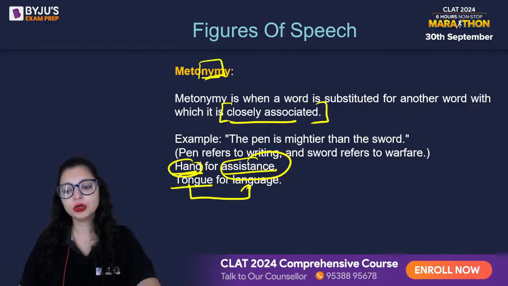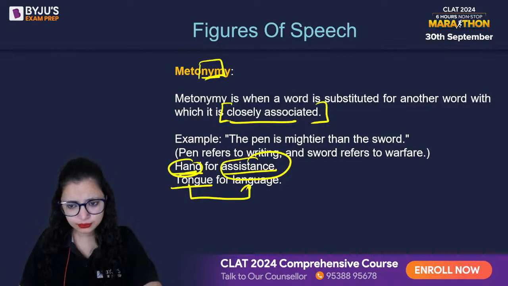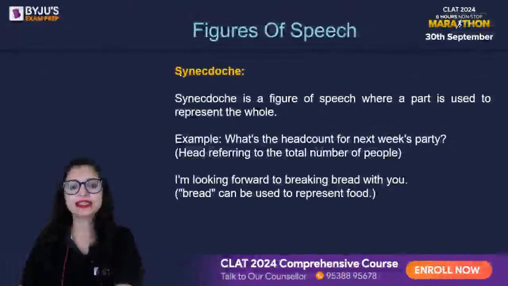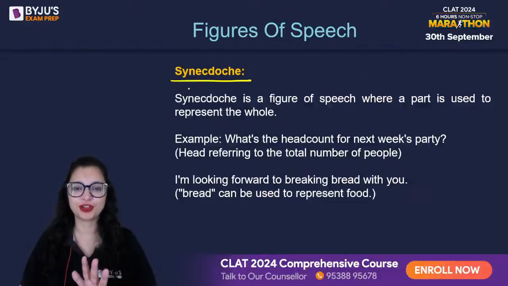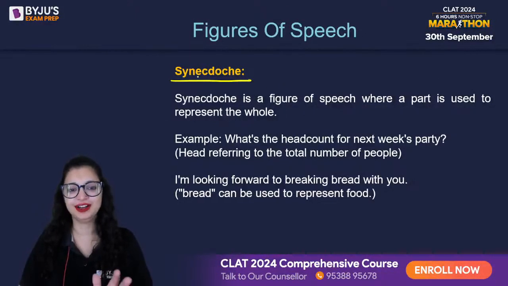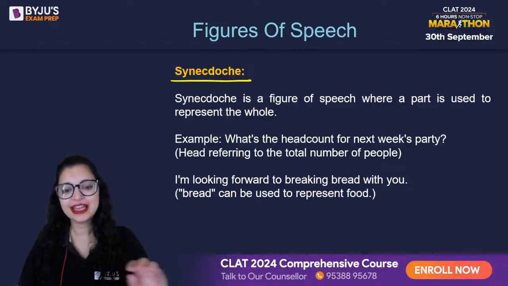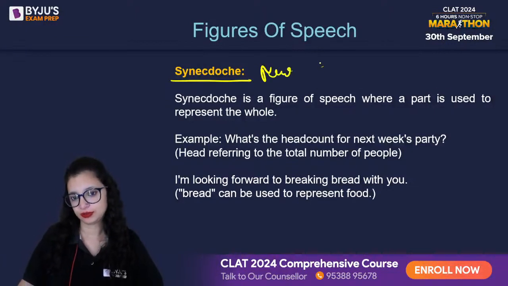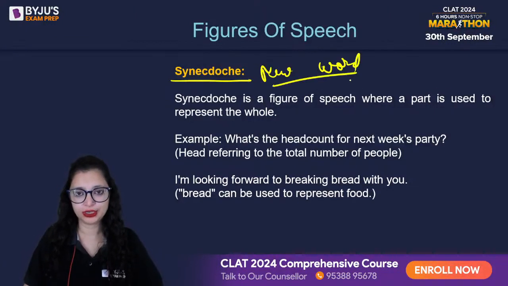Now, let me introduce you to a similar figure of speech where people get confused with metonymy. That is synecdoche. First, many people pronounce this word wrong. It's synecdoche. Synecdoche is also a word, a new word. But this new word will be used to represent a whole group.